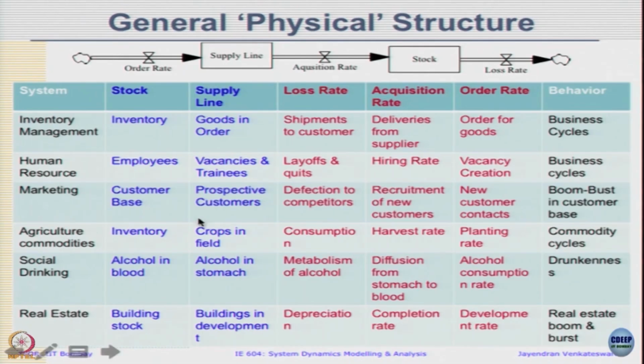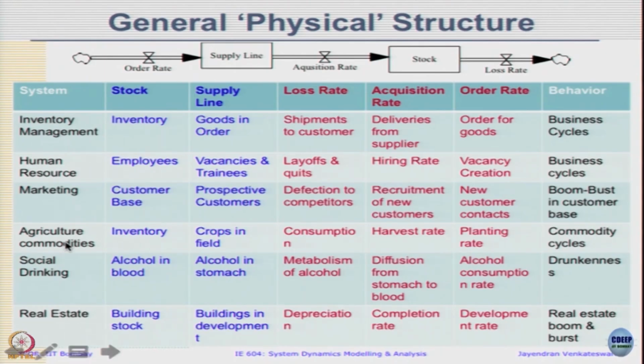Even in marketing this is applicable, where we look at the customer base as your stock and potential customers as the supply line. Customers can defect to the competitors, then you have to recruit new customers, and as new customers come in, that is whom you are going to work with. That is called boom and bust in customer cycles.